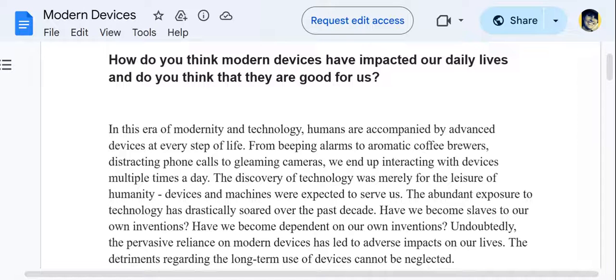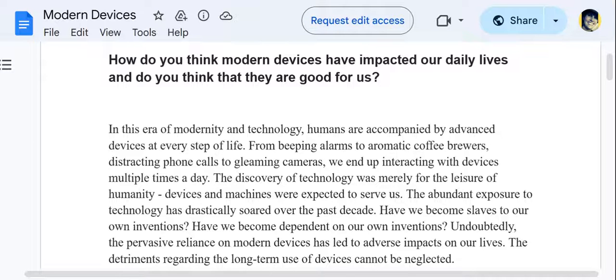So you want to avoid contradicting yourself and you want to make sure that your opinion stays true throughout the entire essay. So we're going to look at, again, the student's introduction, and then we're also going to look at the student's conclusion, and I'll give you some feedback on my thoughts about it.